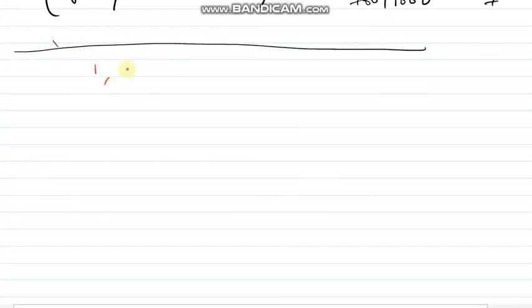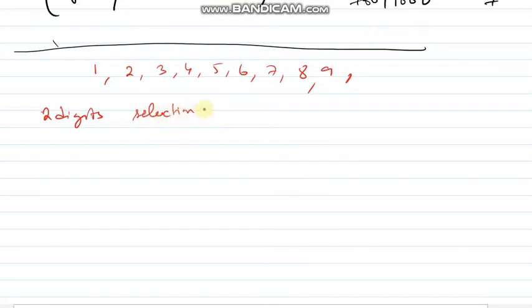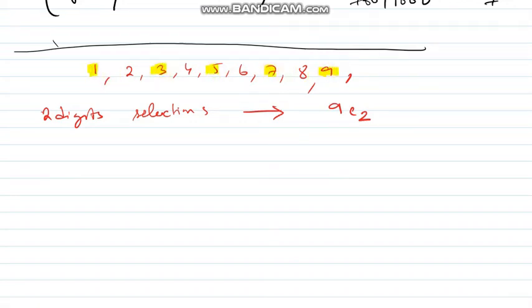Next question. 2 digits are selected at random from the digits 1 to 9. So if I write all the digits from 1 to 9: 1, 2, 3, 4, 5, 6, 7, 8, 9. 2 digits we have to select. How many ways can I do it? Selecting 2 digits from these 9 digits can be done in 9C2 ways, right? If the sum is even, now check. Out of these digits, these are odd and these are my even digits, right?